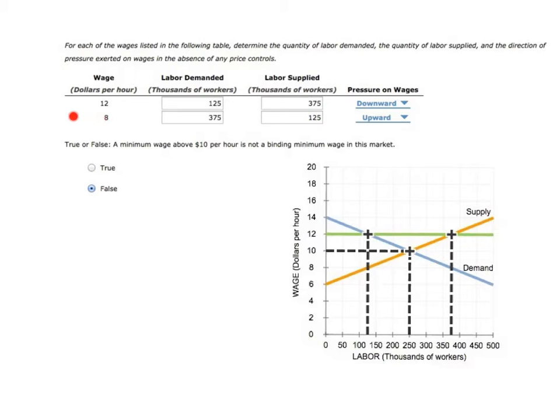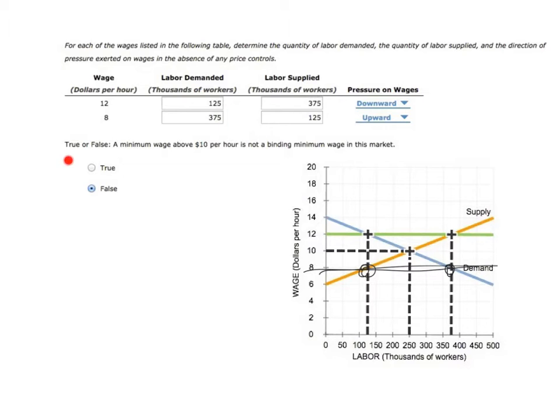Conversely, if we decide to go with $8, here we've got quantity demanded, here we've got quantity supplied, so quantity demanded is now 375,000. And quantity supplied is only 175,000. So there's a lot of businesses that want to hire at that rate, but not so many people interested in working, so we've got upward pressure on wages.